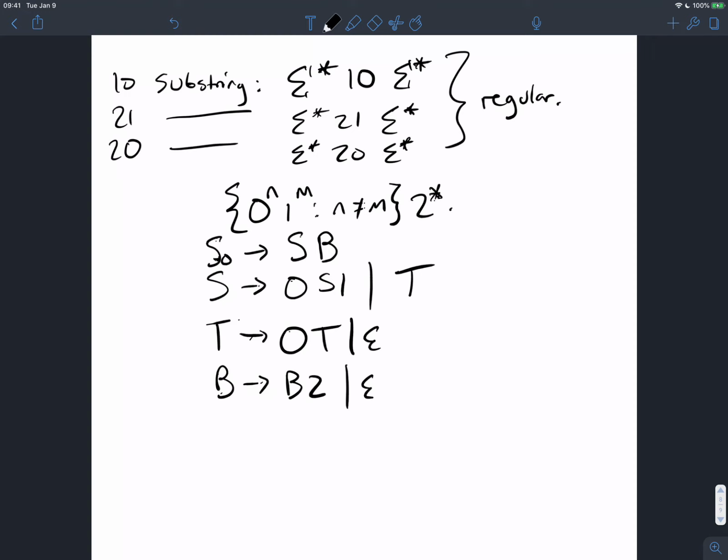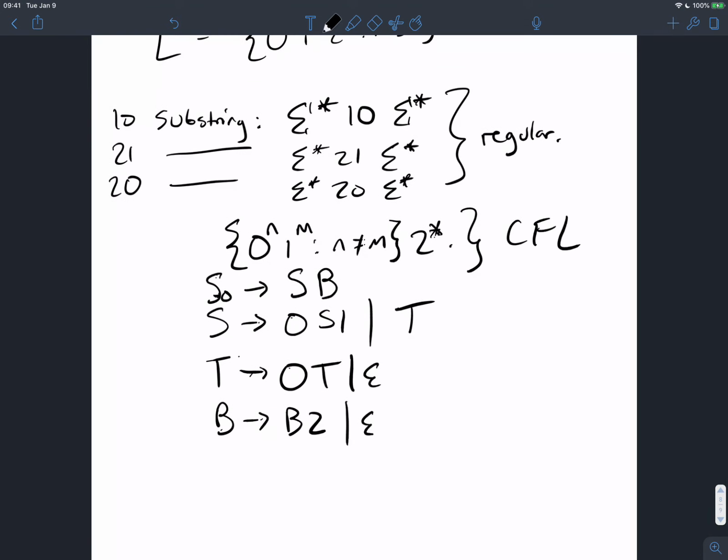What about the different numbers of ones and twos? Well, I just spit off zeros at the beginning and use a similar grammar for ones and twos. What can I tell about this language right here? Context-free, why? I just made a grammar for it. So this is a CFL, a context-free language.